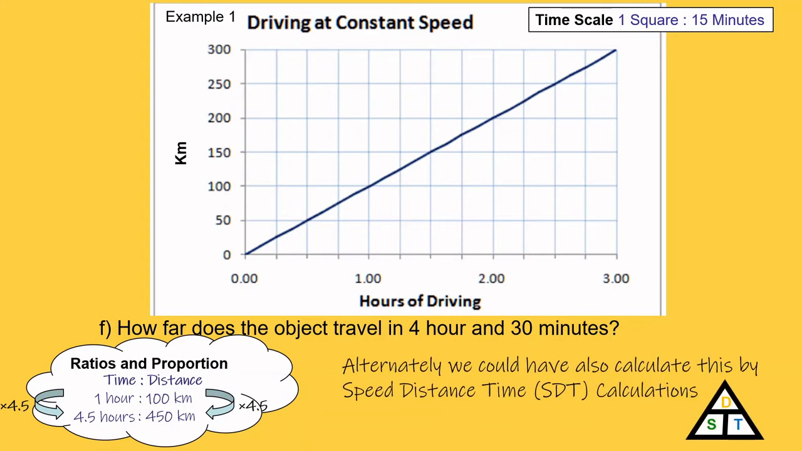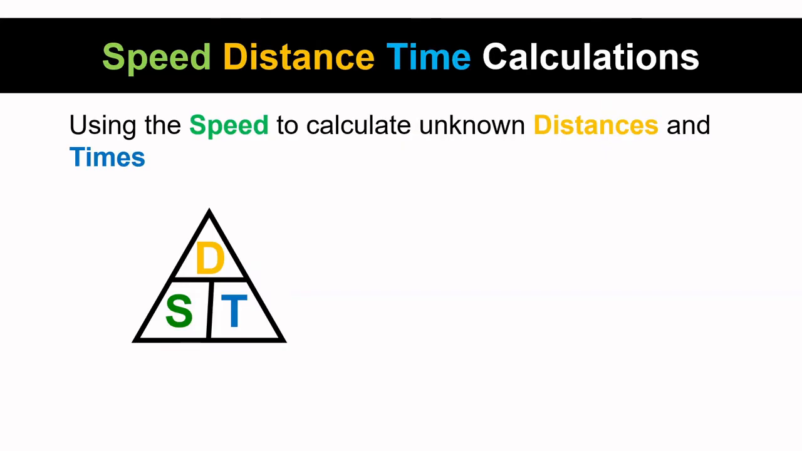Alternately, we could have also used the speed distance time calculations, or the SDT triangle. Even if you're comfortable working with ratios, it's important that you learn these formulas because they can be applied to any type of speed distance time calculation. Again, here's our speed distance time triangle, and as we've seen before, we calculate the speed by doing the distance divided by the time because the distance is on top.